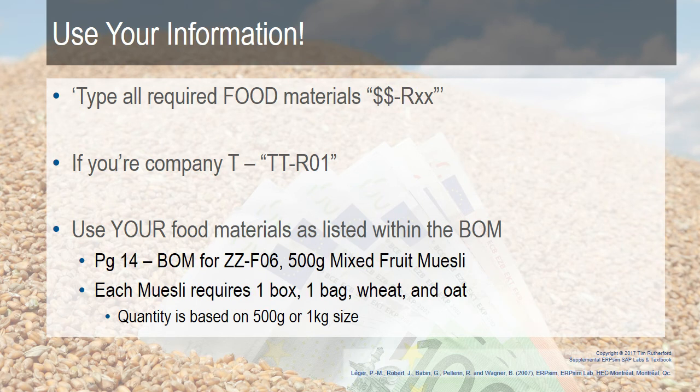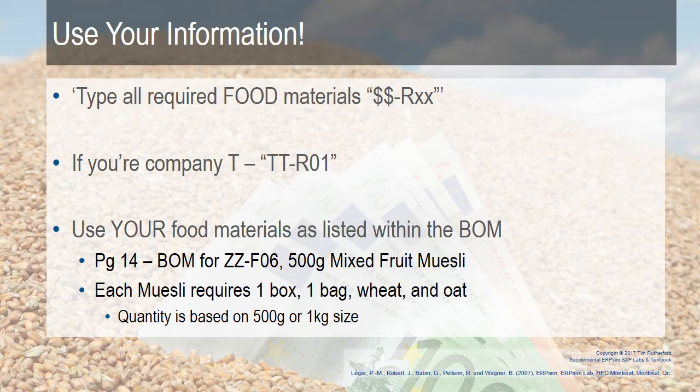Sorry, the RXX is for the raw material, which is not assigned to you. It's actually within your bill of materials. Sorry about that. As you're going through and looking at the bill of materials, you will find out which materials you're putting in. And that is on page 14. You can see at the top, the screenshot there is the bill of materials for ZZ-F06, 500-gram mixed fruit muesli. It includes a number of different raw materials in a box and a bag. This is what you're going to be typing in on that transaction on page 17.